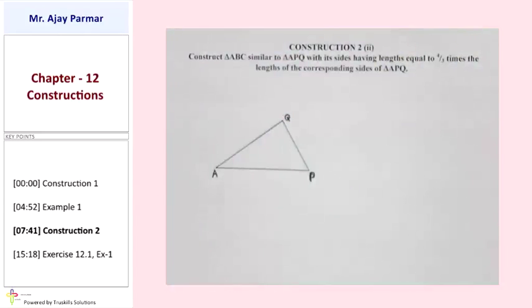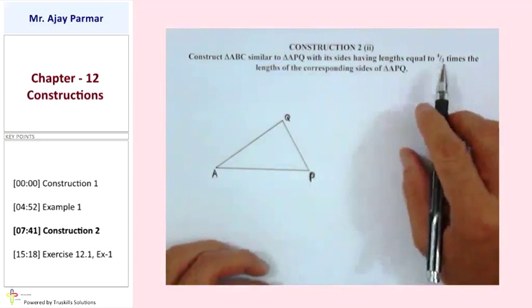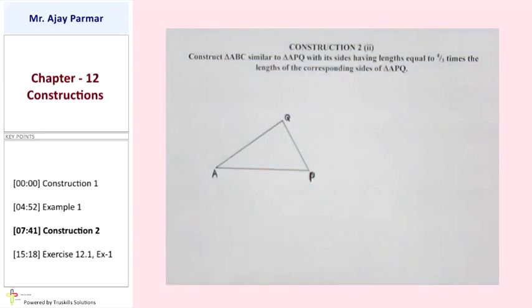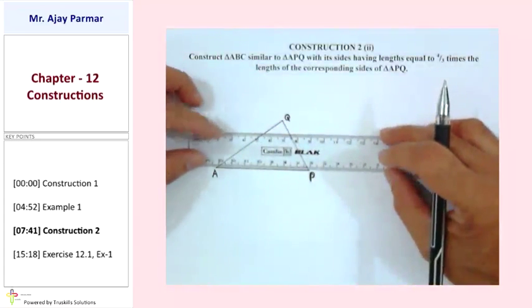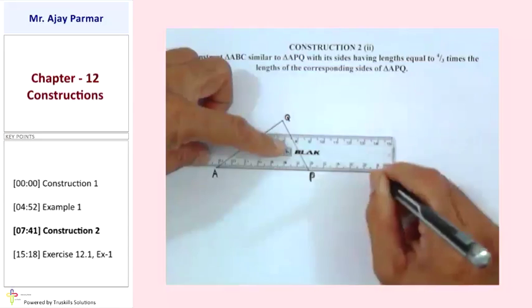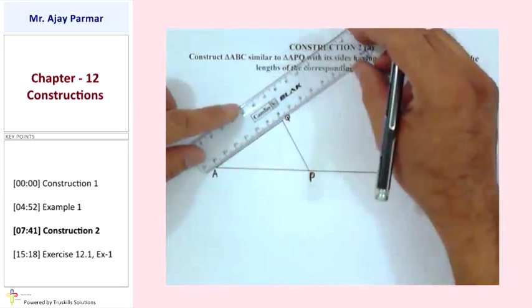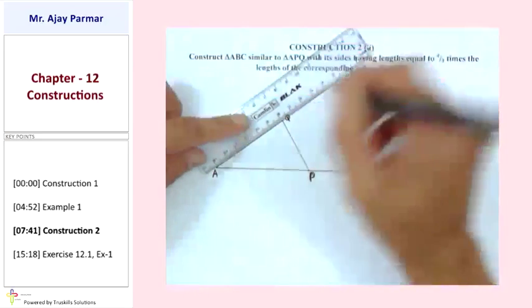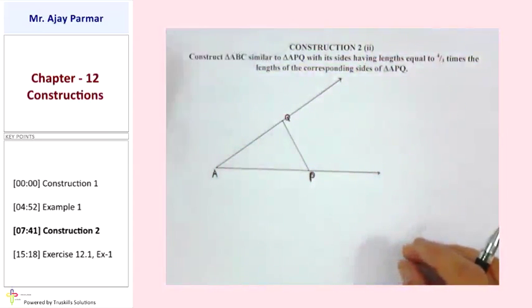Now we are given a triangle APQ, and we are expected to construct triangle ABC whose scale factor is equal to 4/3. I think that is bigger than 1, and let us see how do we draw that. Before we proceed further, what we require is we need to extend line segment AP. That means we shall draw this ray, and also we shall extend ray AQ, because the new triangle is going to be bigger than this triangle.